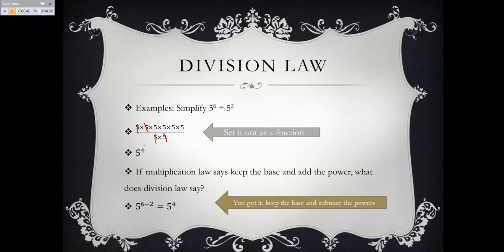But we can think about it. If the multiplication law says keep the base and add the power, what would the division law say? You got it. Keep the base and subtract the power. So we could have simply said, okay, 5 to the 6 divided by 5 squared is 5 to the 6 minus 2, which would actually give us 5 to the 4th power. So again, the division law for indices says when you are dividing indices with the same base, you keep the base and subtract the powers.